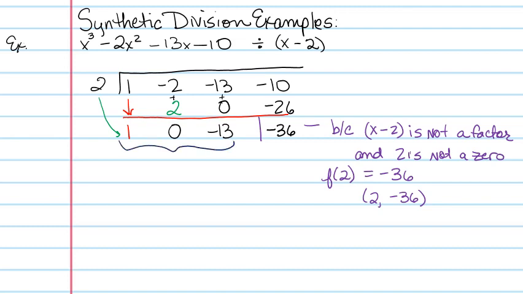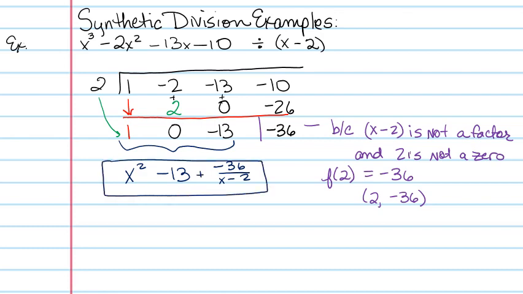This right here is what we call the depressed polynomial, and it represents x squared plus 0x minus 13, or just x squared minus 13. And then our remainder is negative 36 over x minus 2. So this is the answer to the division. But we learn a lot just from that division. Let's do another one.